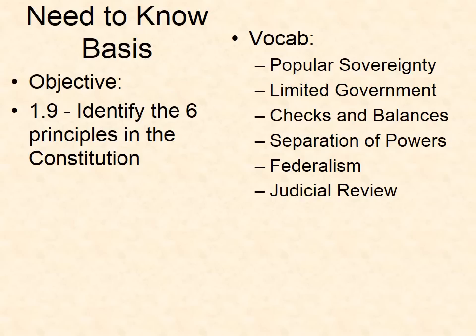From a need-to-know basis, 1.9 is to identify the 6 principles of the Constitution. So the vocab is popular sovereignty, limited government, checks and balances, separation of powers, federalism, and judicial review. These are concepts, guys, that you will hear throughout this course over and over again. So please make sure that you understand 1.9 and don't just say, oh, it's the last part of the unit. It really does matter, and you will see really strange things on your guided notes if you printed those off. You will see things that might belong on a hamburger or at a value meal.